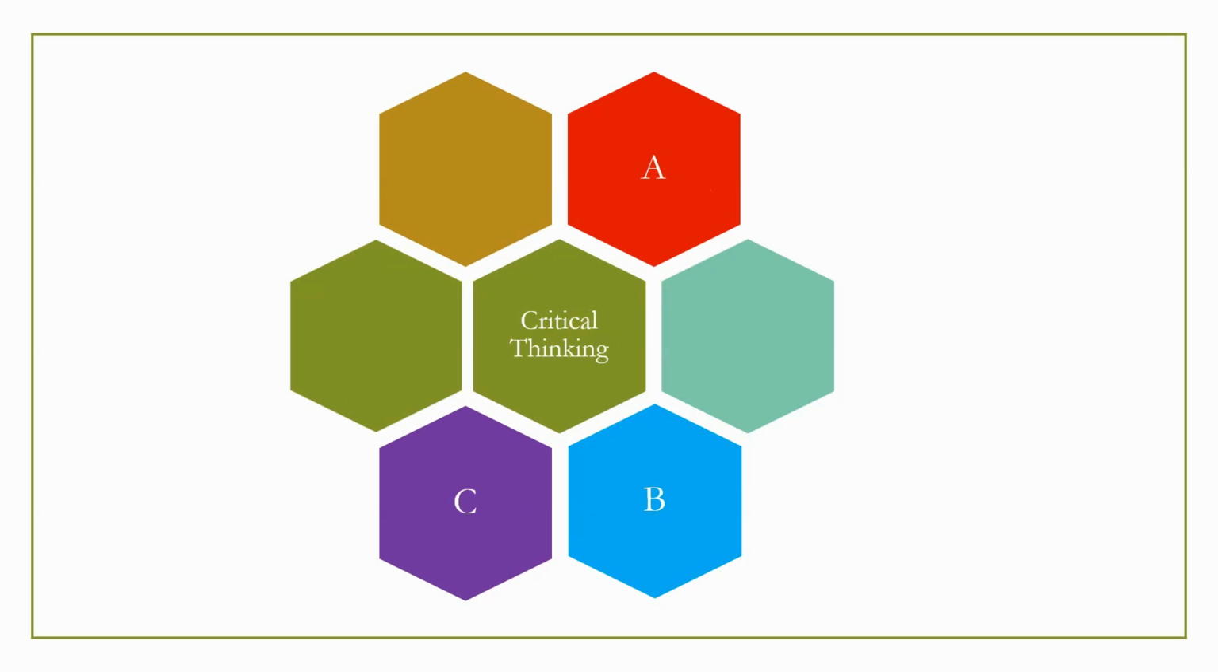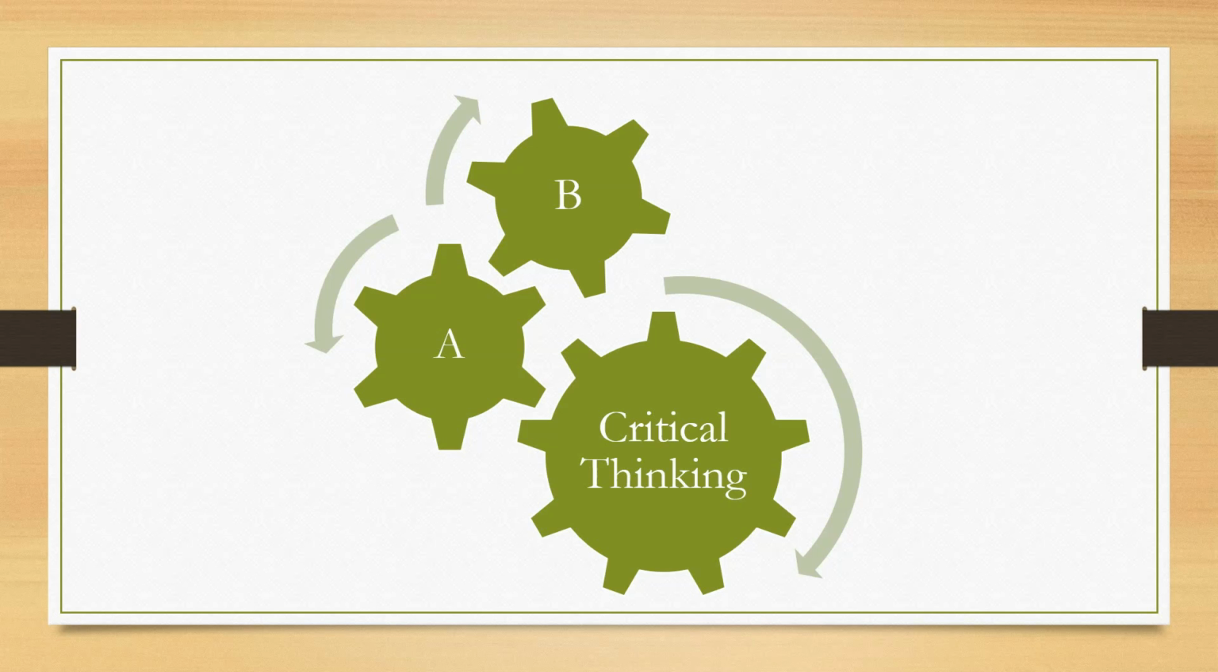thinking. Okay. The second model, other researchers tend to think of critical thinking as a mechanism that relies on mechanisms like A or mechanisms like B. Obviously, these are abstract mechanisms here. Later on, we'll find out what these actually are. But for now, just generally, I want you to know that other people tend to think of critical thinking as a complex mechanical system. So critical thinking depends on other smaller mechanisms to be able to function. All right.